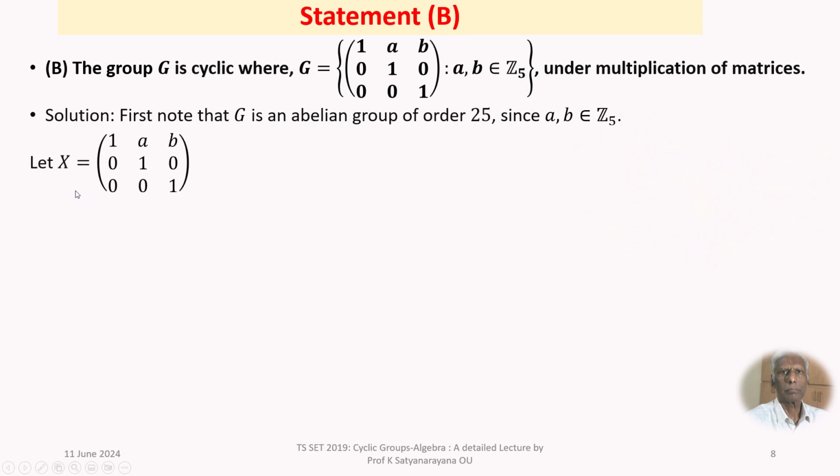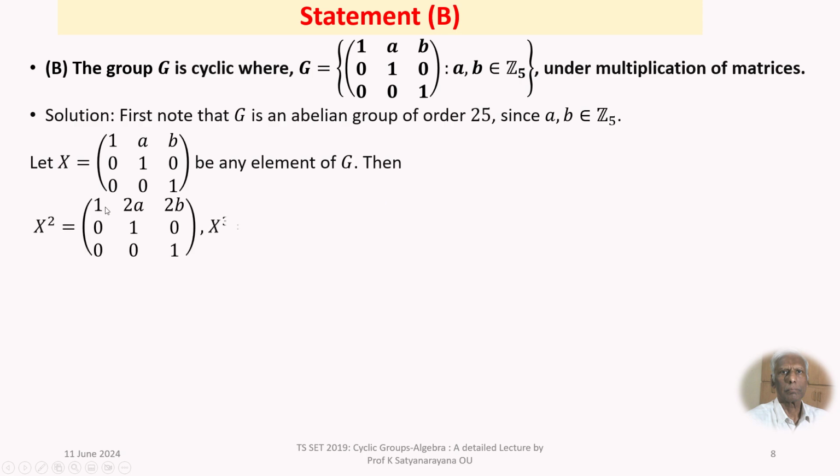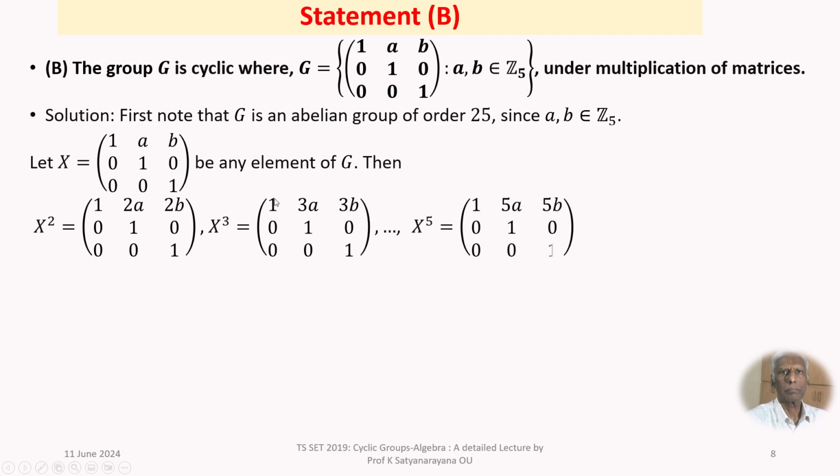Agreed. Now, let us take an arbitrary element x in G. Now look at the powers of it. The square is [1, 2a, 2b; 0, 1, 0; 0, 0, 1]. X cube is [1, 3a, 3b; 0, 1, 0; 0, 0, 1]. X to the 4 is [1, 4a, 4b; 0, 1, 0; 0, 0, 1]. X to the power 5 is [1, 5a, 5b; 0, 1, 0; 0, 0, 1].